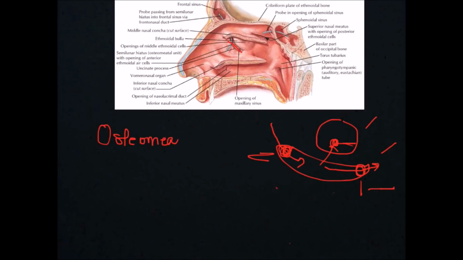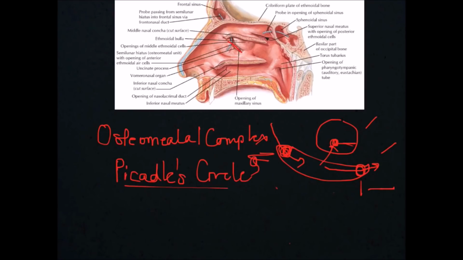That leads to the name osteomeatal complex. Because of the multiple openings, infection of one can lead to the infection of the other, hence it is also known as osteomeatal complex. It is also known as Picadal circle. Picadal's circle, very important question. What is Picadal circle? Infection of one of the sinuses can lead to the infection of other sinuses.